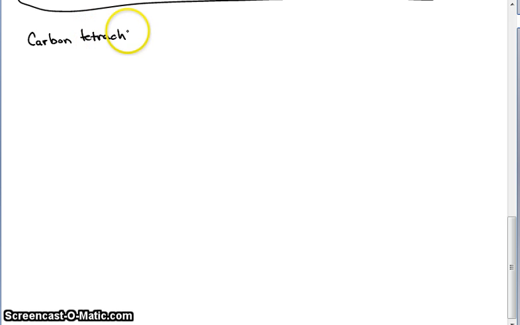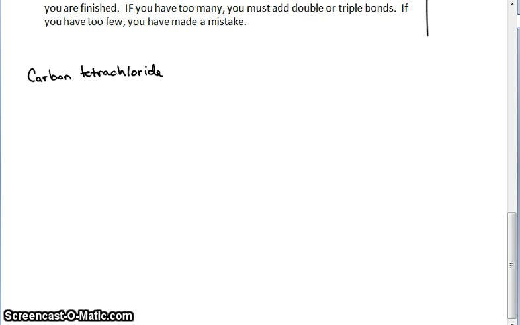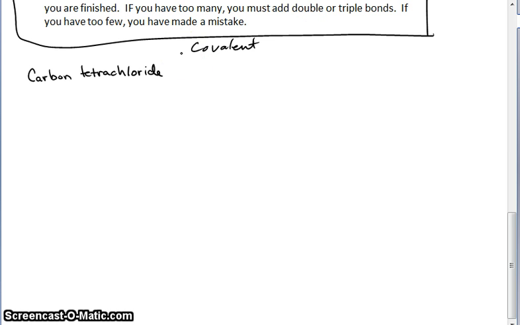Now, I guess I should have said this at the beginning. Lewis structures show us how elements combine covalently. So Lewis structures are all covalent stuff. This is how elements combine to make molecules, how they share electrons. Remember, covalent means sharing electrons. So this is not going to apply to ionic compounds, but anything that forms a molecule, anything that bonds covalently, you can draw a Lewis structure for. Our first one is going to be carbon tetrachloride.